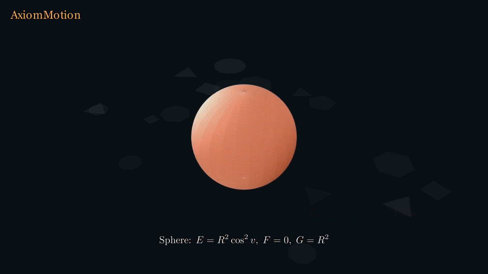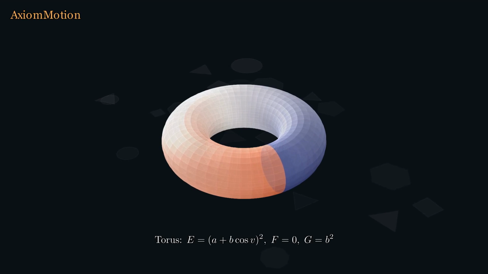The sphere is different. E equals r squared cosine squared v, G equals r squared. This is not the same as the plane. No matter how you bend a flat sheet, you will never make it wrap a sphere without stretching. The torus is richer still. E depends on v, so the intrinsic geometry varies from the outer equator to the inner equator. 4 surfaces, 4 sets of E, F, G, and already a mystery. Why do the plane and the cylinder share the same intrinsic measurements?